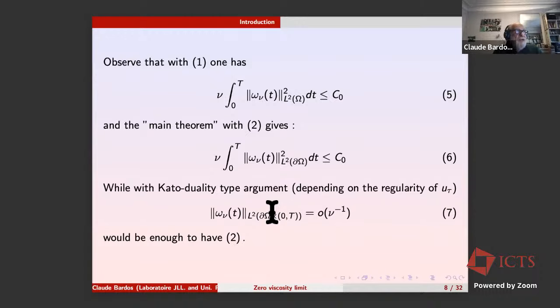And if I go back to a different version of the Kato theorem, you can make it in a duality argument and find out it is enough to have the vorticity on the same region on the boundary small with respect to nu. In 7, I wrote L2, but any norm by duality will be okay if the solution of the target Euler equation is small enough. So that's the thing, I hope.